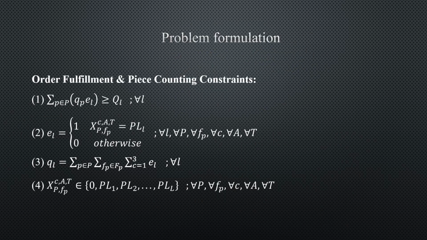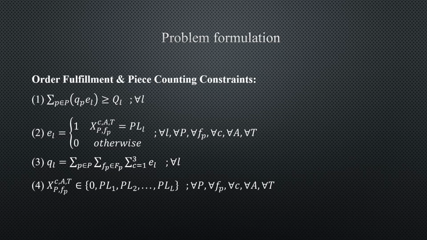This slide outlines the order fulfillment and piece counting constraint. Equation 1, the order fulfillment constraint, ensures that the total volume of finished products meets or exceeds the customer demand. Equation number 2 is a binary indicator variable. It equals 1 if the cut piece length matches the specific order product length and 0 otherwise.